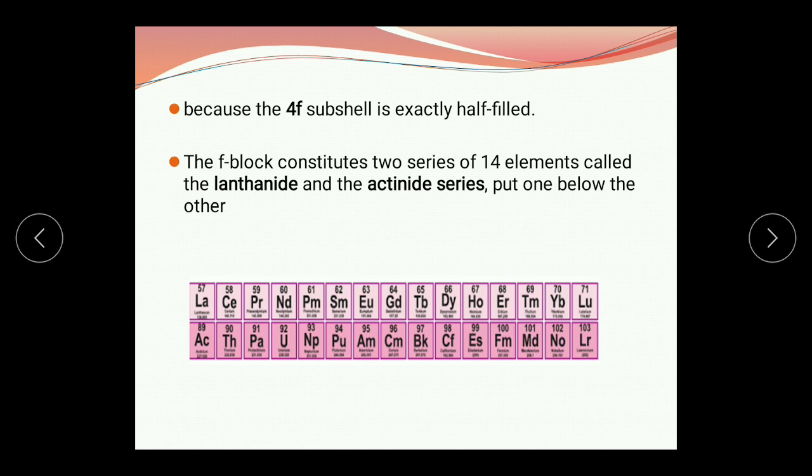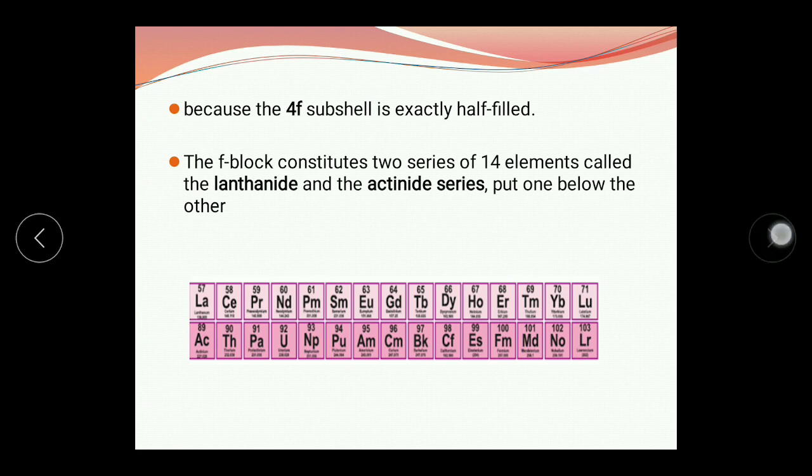Understood? So in general we can say that along a group, if we move down from top to bottom, all of them show the same general outer electronic configuration. That means the same number of electrons are there in the outermost shell. While all the blocks s, p, d and f have elements according to the entry of the last electron in the corresponding subshell. If it enters the s subshell, then it is an s block element, likewise.